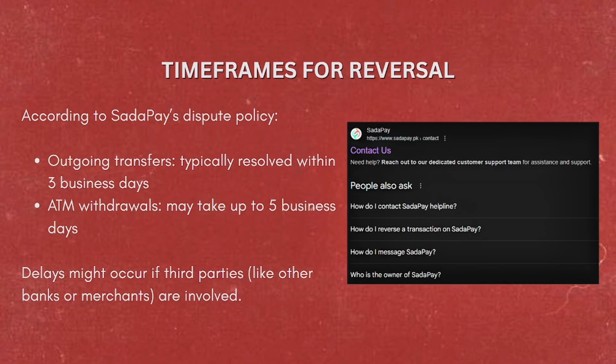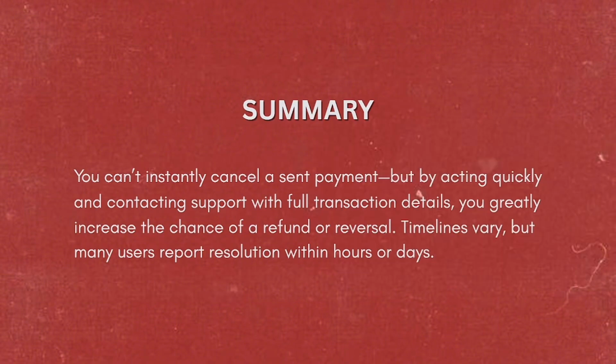And then, time frames for reversal. According to SadaPay's dispute policy, outgoing transfers are typically resolved within 3 business days. For ATM withdrawals, it can take up to 5 business days. There can also be delays if third parties, like other banks or merchants, are involved. So you just have to be patient with the days, since they have to process it.